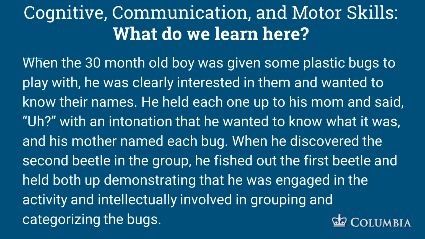How about this one, same boy? When this 30-month-old boy was given some plastic bugs to play with, here's your cognition and motor. He was clearly interested in them and wanted to know their names. He held up each one to his mom and said, with an intonation that he wanted to know what it was, and the mom named each bug. When he discovered the second beetle in the group, he fished out the first beetle and held both up, demonstrating that he was engaged in the activity and intellectually involved in grouping and categorizing the bugs.